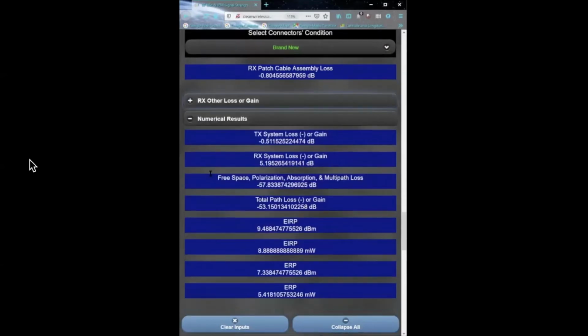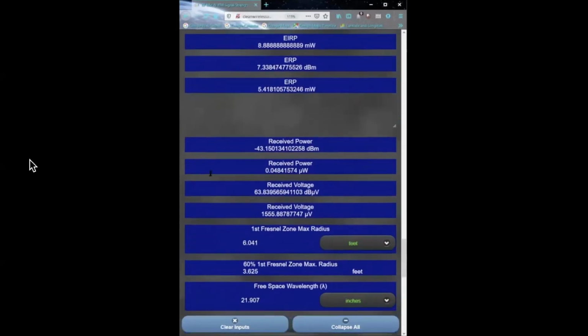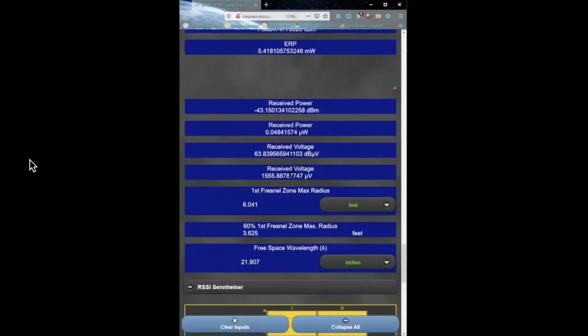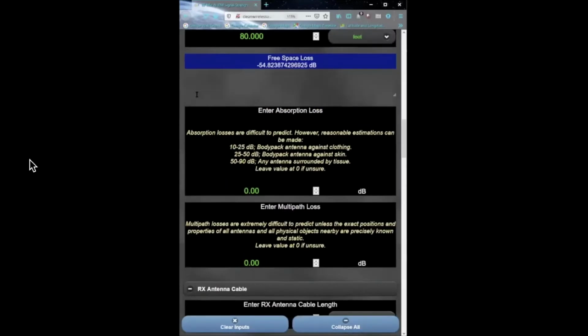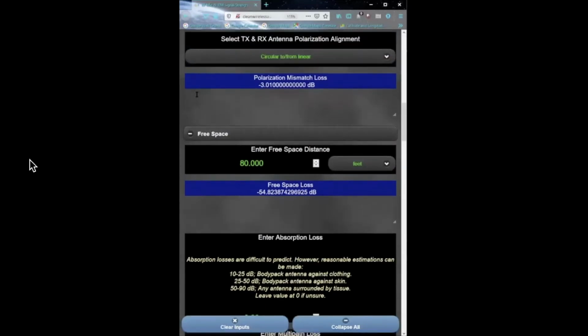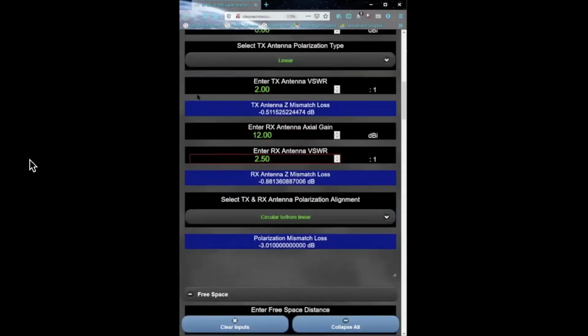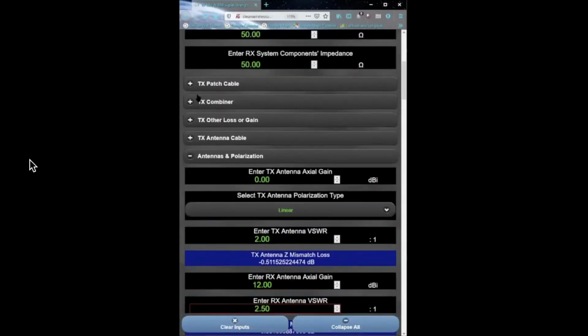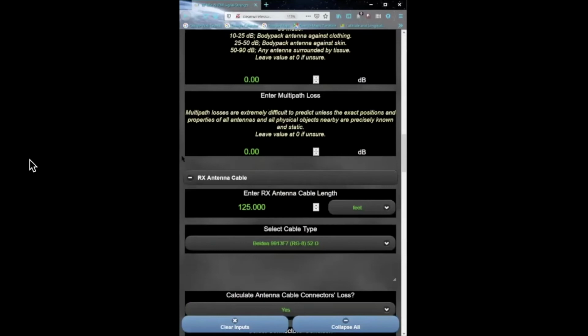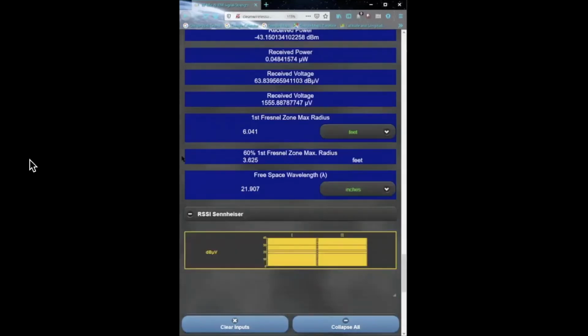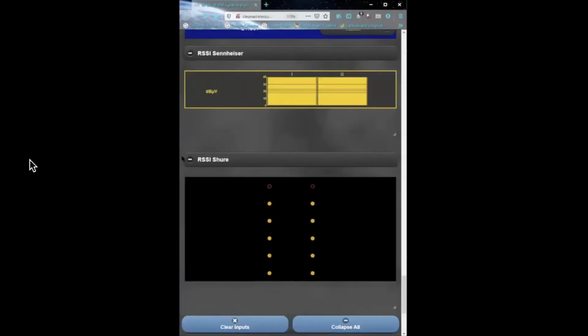So our numerical results. Go down here, and we see we have a received voltage of over 1,500 microvolts. I believe I may have made an error somewhere. That seems a little high. Let's see. Space distance. Nope, it's good. So we know that this system works in that zone on antenna A.